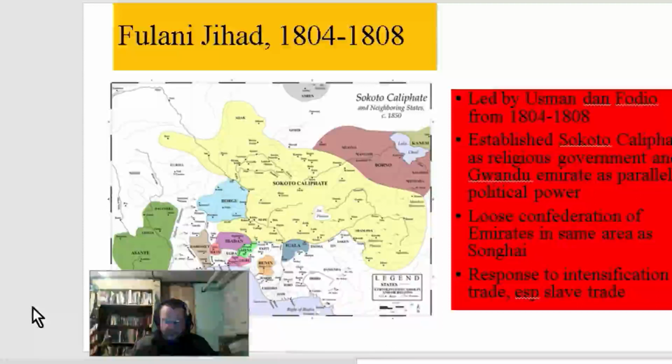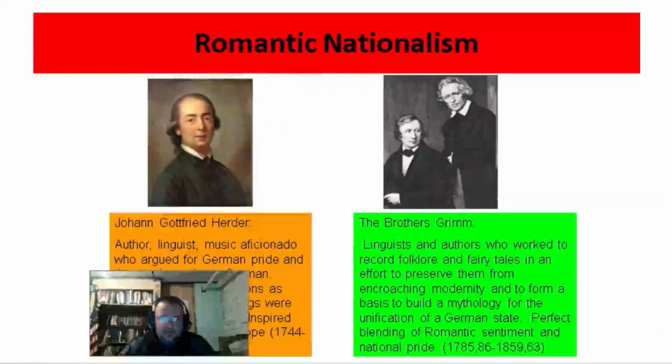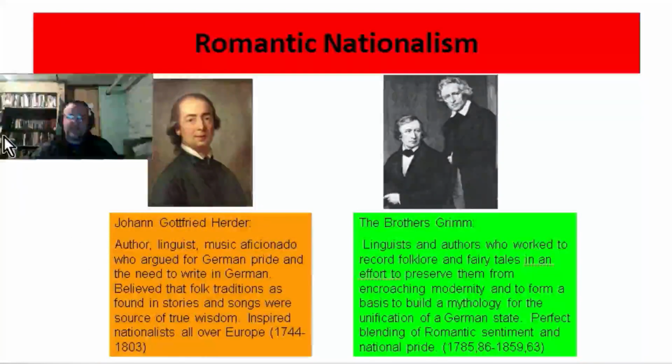Okay, so for my final slide, I want to jump back to Europe and look at the idea of romantic nationalism. Get my face out of the way. I'll be right up there next to Herder. How you going, Herder? Okay, so last week we talked about nationalism as one of the modern ideas that emerged in the wake of the French Revolution. One of the areas of Europe where it was strongest was among Slavs and German speakers.